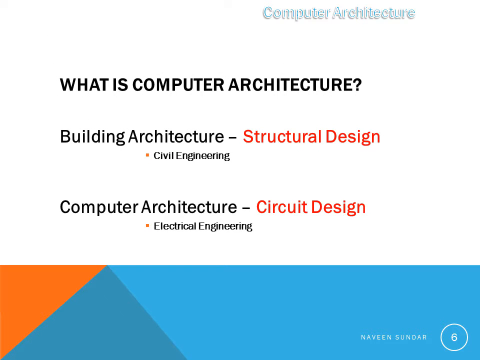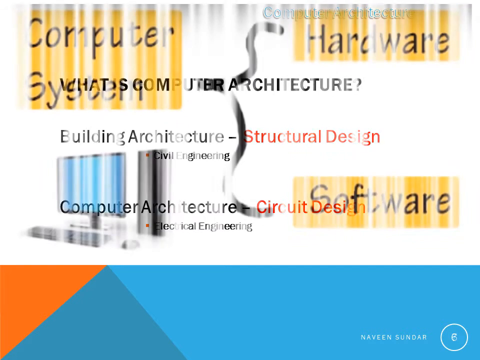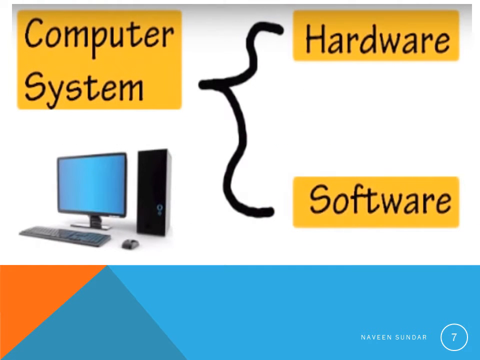Now we are going to see what computer architecture is. If I go to a civil engineer and ask what is architecture, he will talk about building architecture, that is the structural design. If I go to an electrical engineer and ask what computer architecture is, he will talk about circuit design. If I go to computer engineers and ask what computer architecture is, they will categorize the computer system into hardware and software.